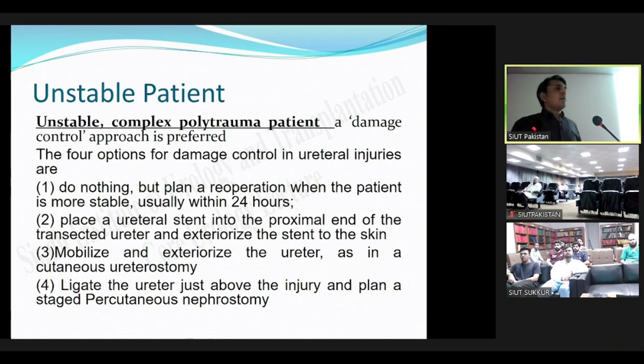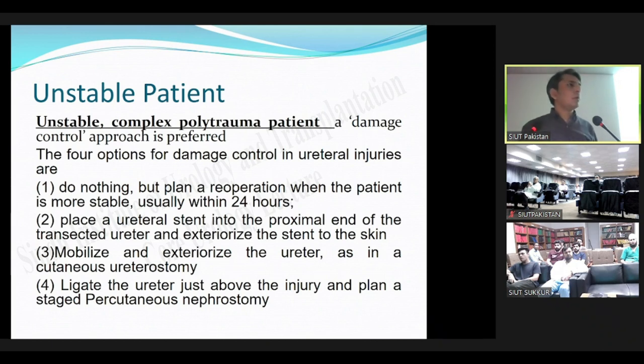What do you mean by an unstable patient? Anyone? Like when we are thinking about doing nothing and then planning the definitive reconstructive surgery later on. Good. Hemodynamically unstable. Intraoperative severe bleeding. Okay. And collateral injuries that may need colectomy.